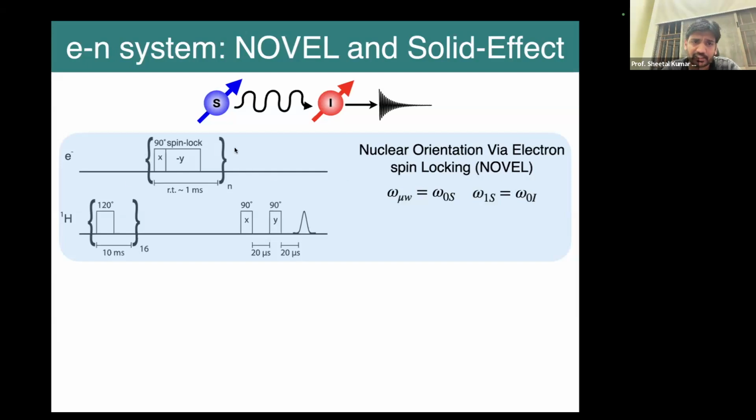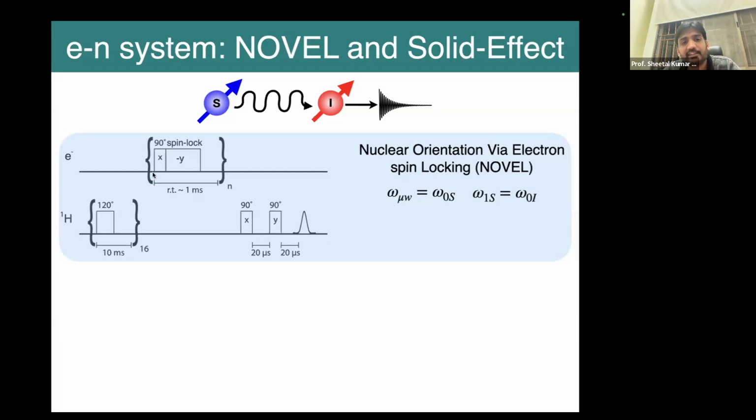The pulse sequence looks something like this. The idea is very similar to common cross polarization experiments that we use in solid state NMR. We tilt the polarization, make it coherence, and then spin lock it.